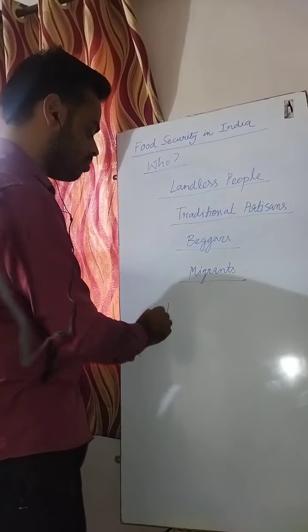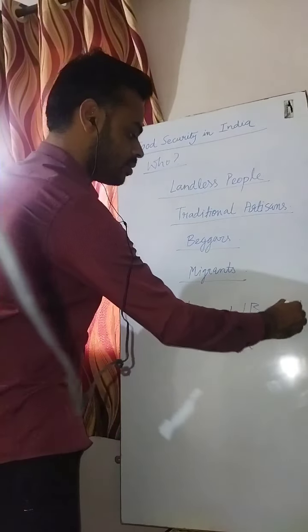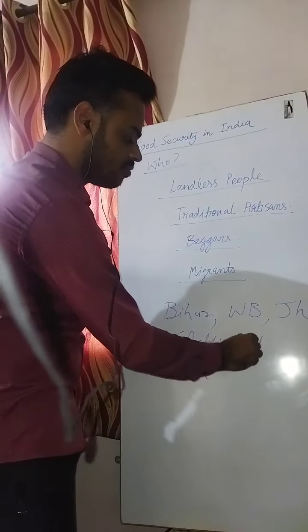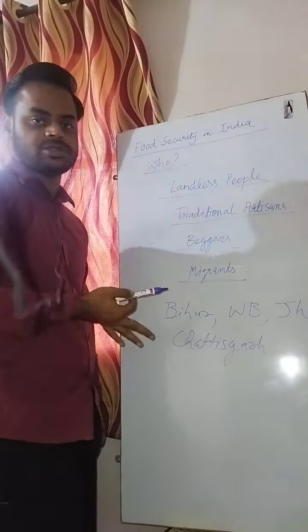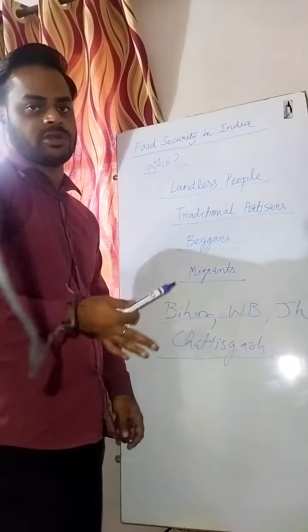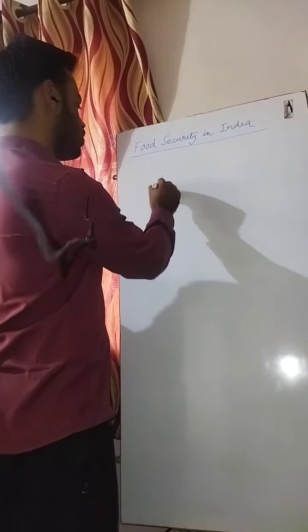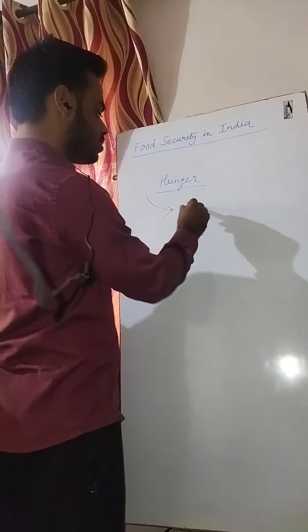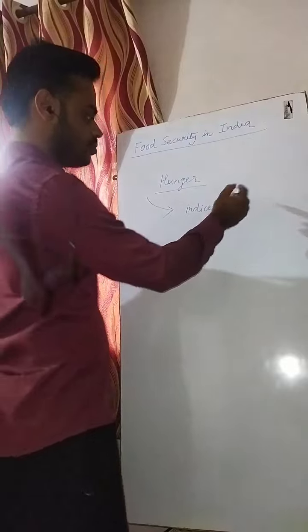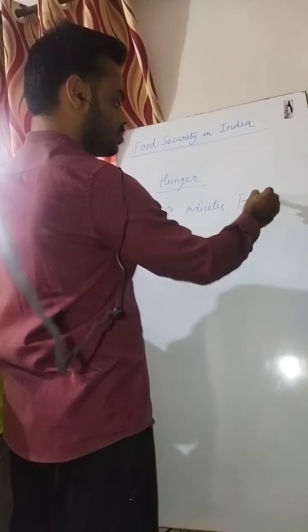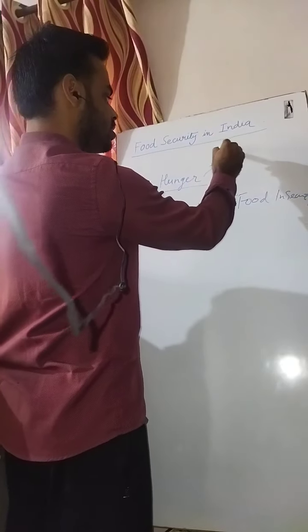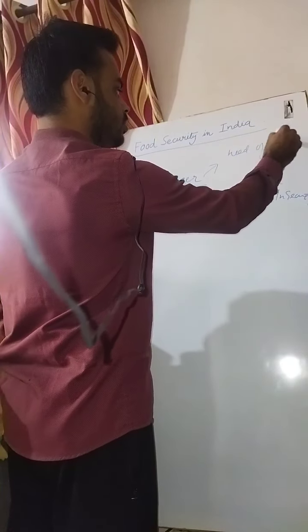States like Bihar, West Bengal, Jharkhand and Chhattisgarh have a very high rate of poverty. So people of these states have to be food secured first. Hunger is an indication of food insecurity. It shows the need for food security.